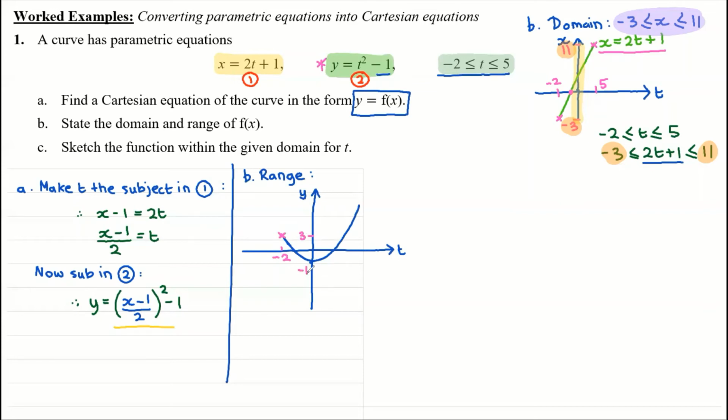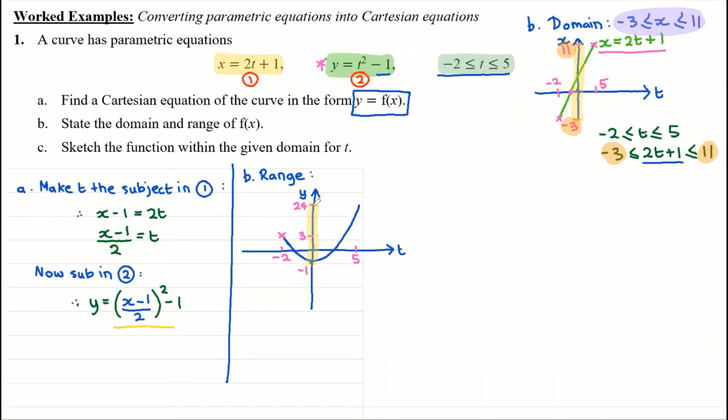And if I put in 5, which is over here, and you can see the scale's not particularly good on my drawing, but never mind, we get 5 squared, which is 25, subtract 1, which is 24. So that's the y value returned when you put t equals 5 in. That will give me a range that we can see clearly now, going from -1 up to and including 24.